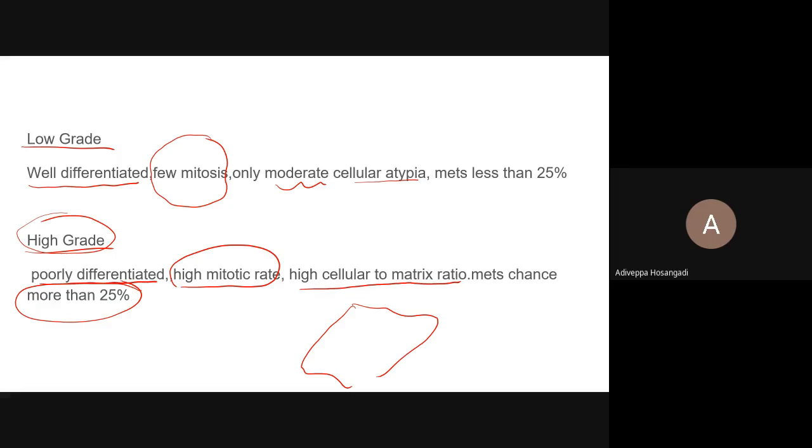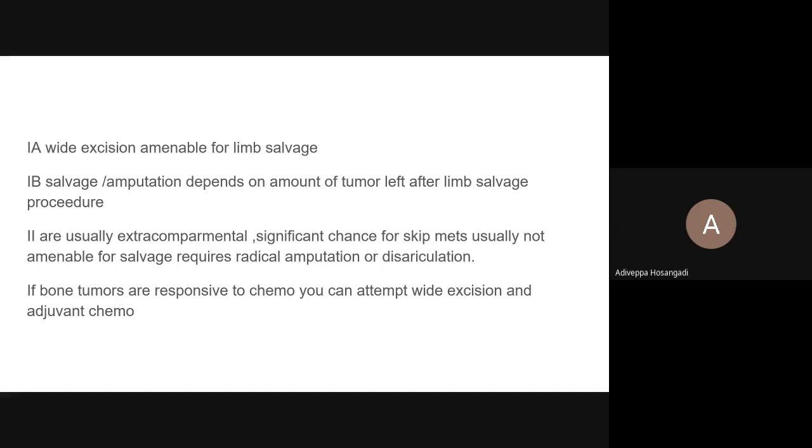Okay, so how do you stage, and then you have to grade. Staging is intracompartmental or extracompartmental, with metastasis or without metastasis. Grading is low grade and high grade. Okay, that is important because that gives us an insight for the management of a bone tumor. So what is 1A? Roshan. Yeah, low grade intracompartmental. So it is very clear. It is low grade and intracompartmental.